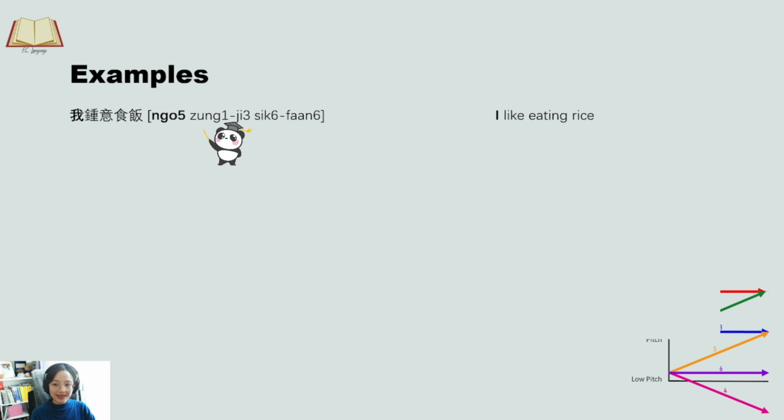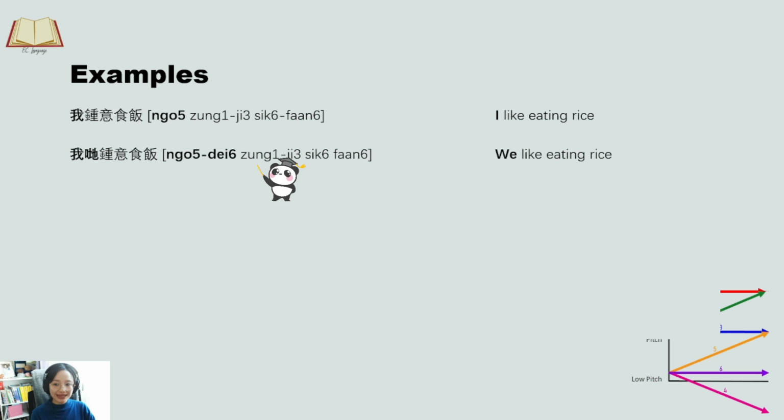我鍾意食飯. I like eating rice. 我哋鍾意食飯. We like eating rice.